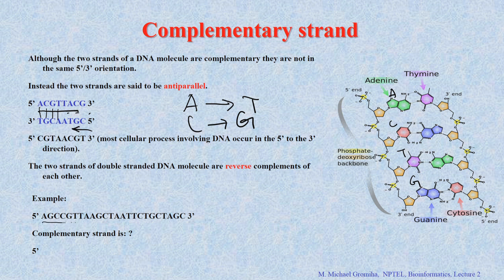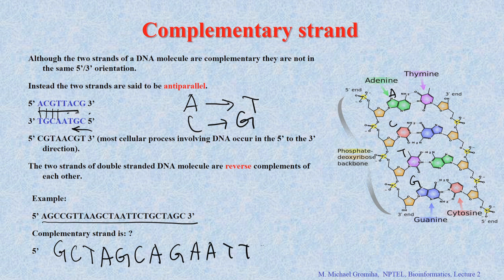So, now I give this example, okay, this is a sequence. What is the complementary strand from 5 prime 3 prime direction? G, C, T, A, G, C, A, G, A, T, T, A, G, C, T, T, A, C, G, G, C, T, right. So, we have to get the pair and the reverse direction. So, right, this is the complementary strand.